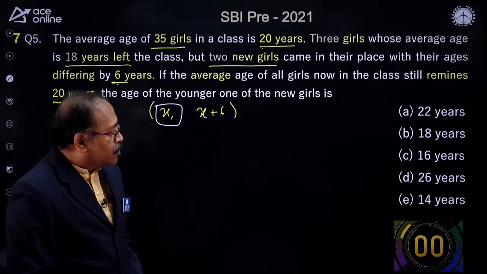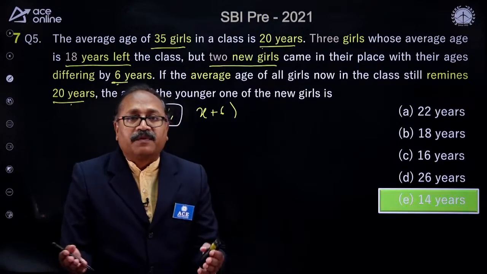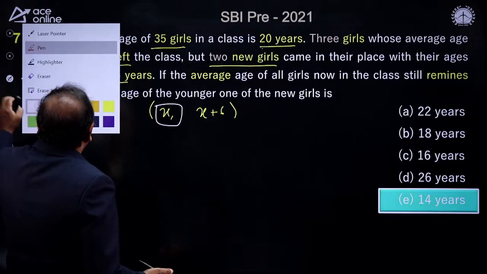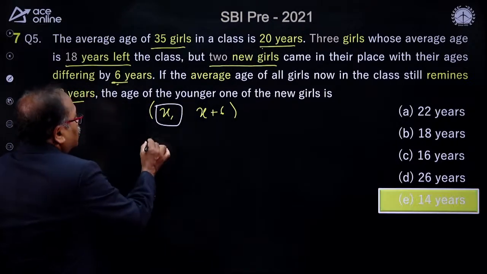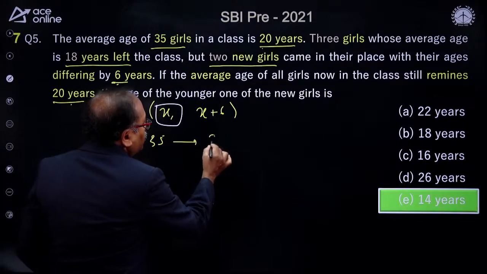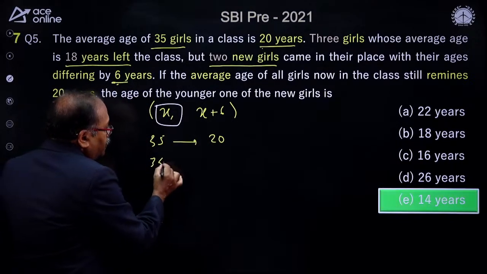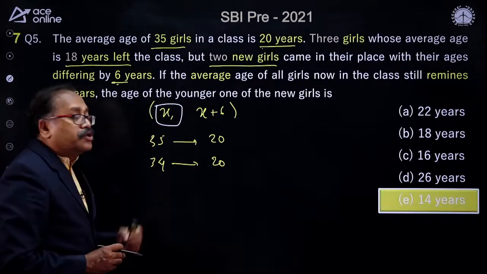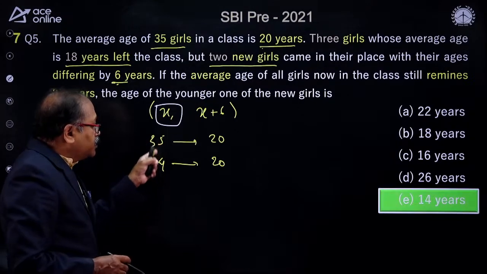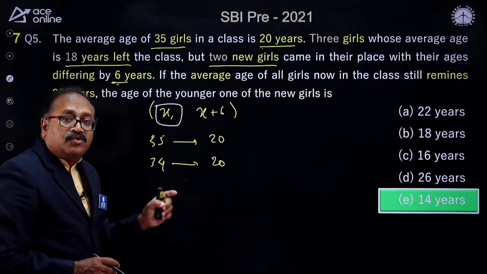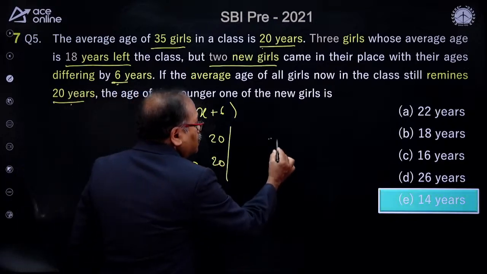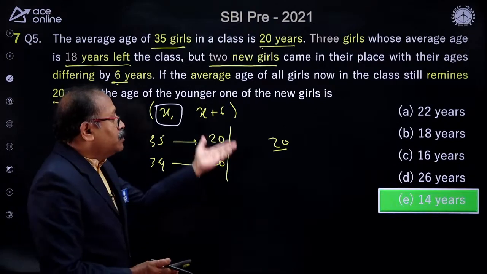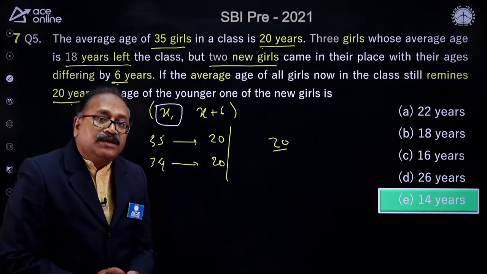Option E. Pawan is saying option E. Time up. Let me check that. That's right, Pawan. Wow, what a clarity, Pawan. So let's answer this question. What Pawan has understood is for 35 girls the average was 20, and for 34 girls the average also remains the same, 20. Then what will be the difference in total? The difference in number is 1, the average is 20. That means the difference is 20. So the person who has left and the person who has joined, the age gap is 20 years.